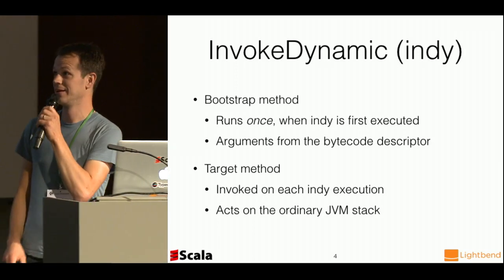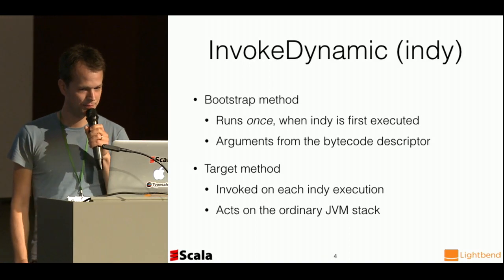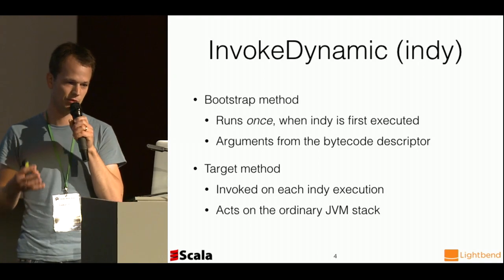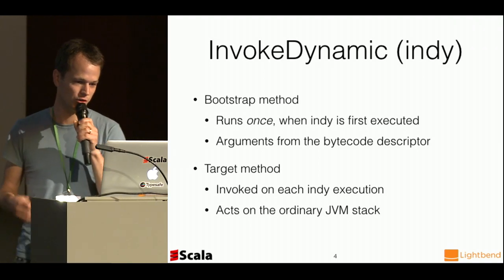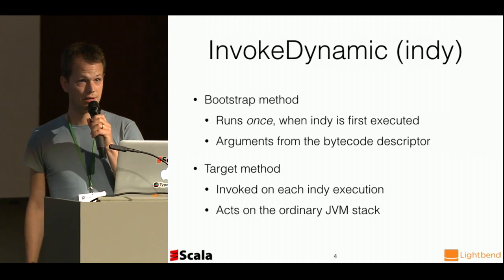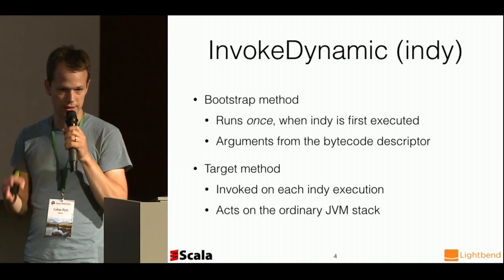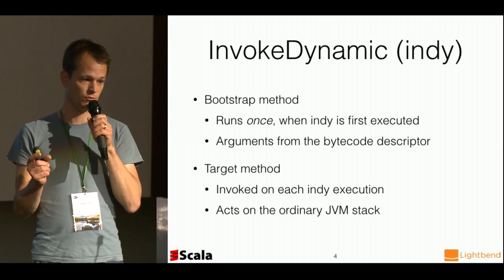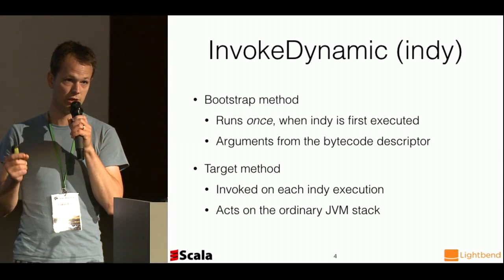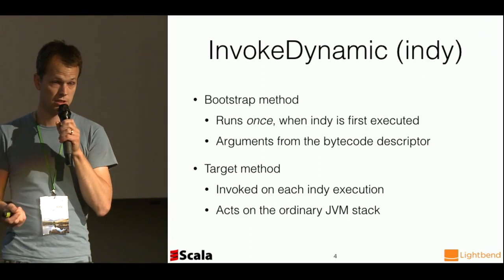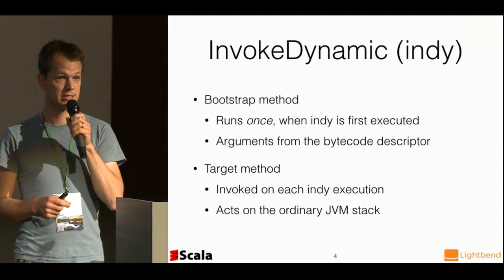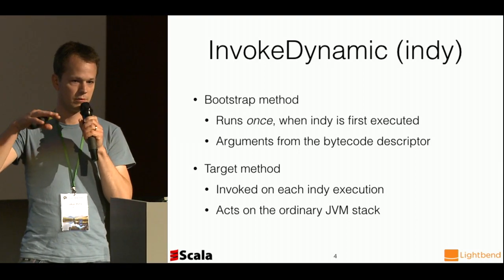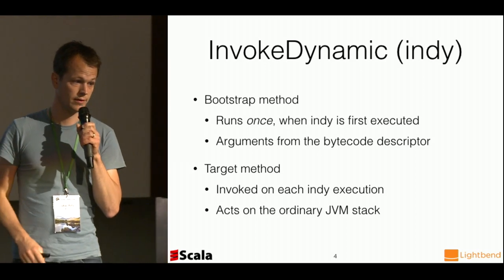All right, so Invoke Dynamic. Let me try to put it on 2 slides and hope you get the sense of how this works if you're not already familiar with it. Invoke Dynamic is a new bytecode instruction, and first of all, there are 2 methods involved. The first method is called the bootstrap method, and it's executed exactly once, namely the first time that the JVM executes that instruction.